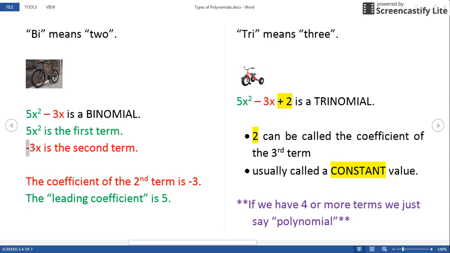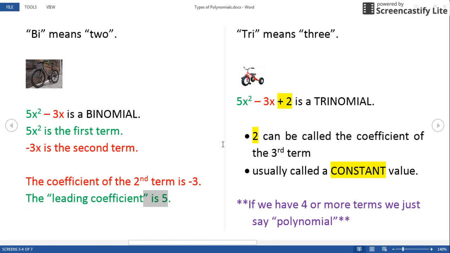Now, notice that I've included the minus sign with that second term. The sign is part of the coefficient. So the coefficient of the second term is minus 3 for this binomial. The leading coefficient is 5. The one that is on the front of our polynomial is the one that we call the leading coefficient if we've written the terms in descending order of power. The leading coefficient here was 5.